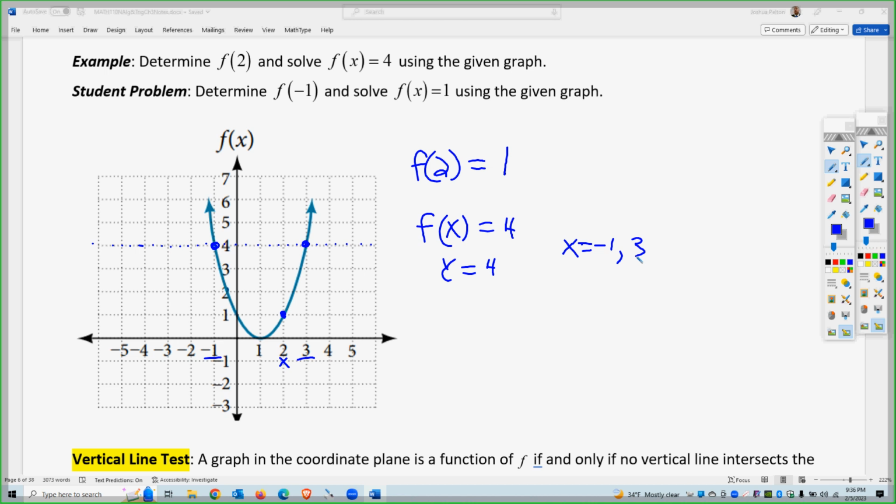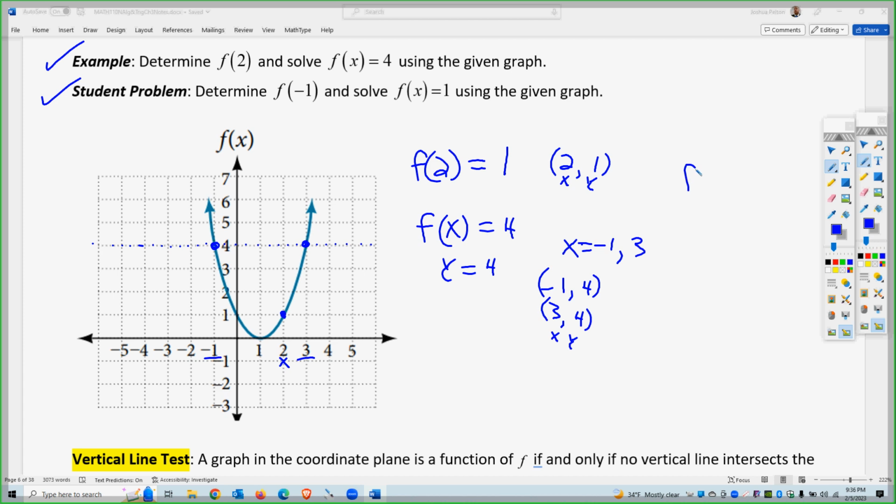So what you really have here is two coordinates, right? You have a coordinate of negative 1 comma 4 and 3 comma 4 as the actual coordinates on the graph, whereas in this original question, the coordinate on the graph was 2 comma 1, right? Well, that's your x value, that's your y value, that's your x value, that's your y value. All right, so I did the student problem. Now you pause the video and try the student problem.